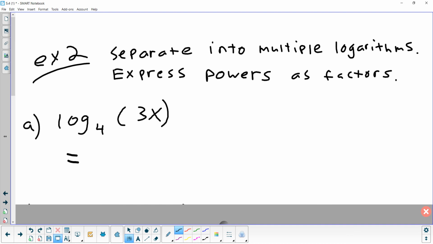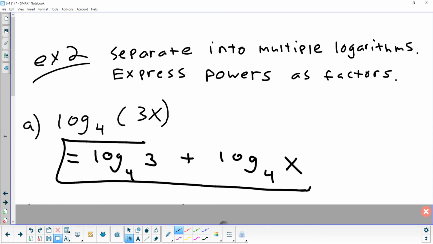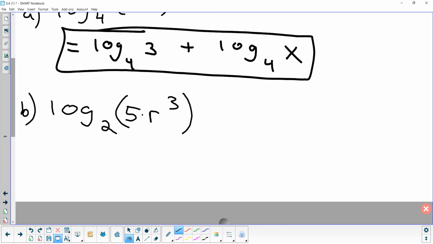Okay, so this is a product. Is that going to split as a sum or difference? Sum. So we're going to have 2 logs. What's going to be the base on each log? 4. My first argument. Second argument. Done. That's all there is to it. Let's try another one. Log base 2 of 5r cubed. Is that going to split as a sum or a difference? That's a sum. 2 logs.